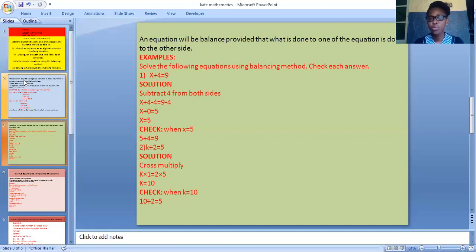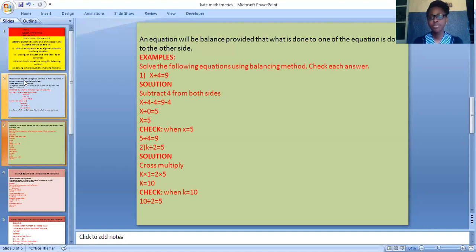Meaning an equation will be balanced provided that what is done to one side of the equation is done to the other side. Let's check out the examples. Solve the following equations using the balancing method, and also check your answers. Number one: x plus 4 equals 9. Solution: subtract 4 from both sides.